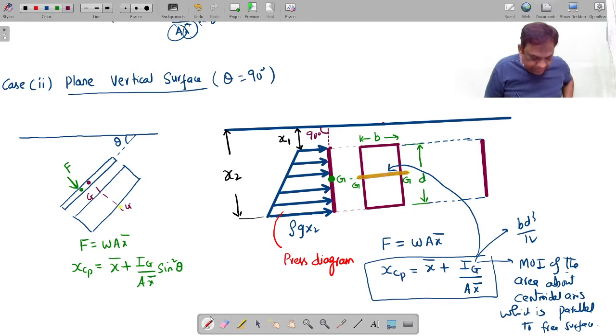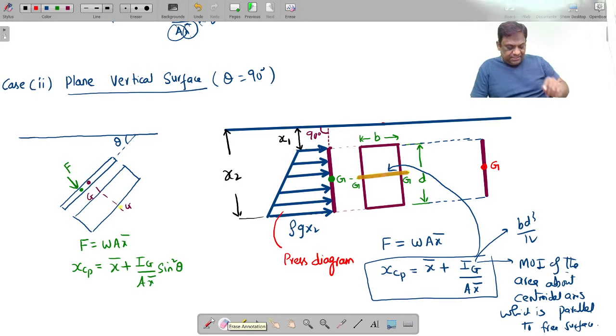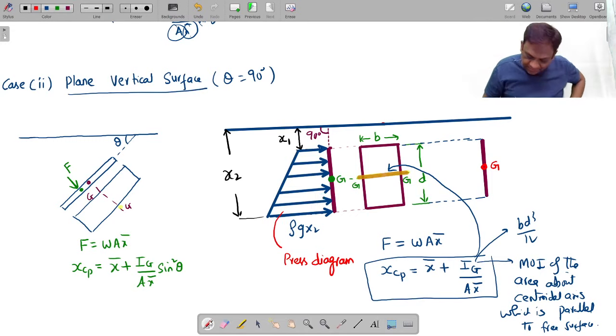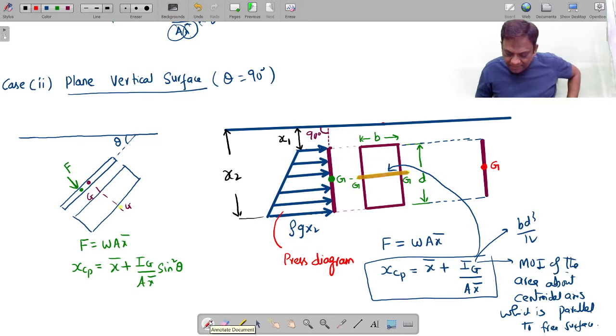ये सरफेस है, let this be the center of gravity. Now you know very well where will be the center of pressure, anyone? So with depth the pressure is increasing, so definitely it will not be at CG, it will be below, because depth के साथ pressure बढ़ रहा है. With depth the pressure is increasing, so the resultant force will shift to the bottom because the pressure is increasing with depth.